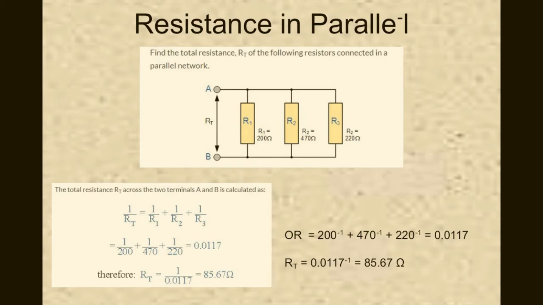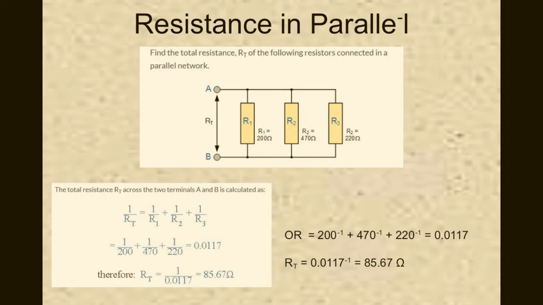Notice that on the left, you eventually get 0.0117, and you do have to put a 1 over that value to get your answer of 85.67 ohms. Or the method that I personally like to use is to simply do the inverses as I'm writing it down. To me, that's easier because it's fewer buttons on the calculator, and there's no need to use parentheses or anything like that. At the end, you still have to put the final inverse on that 0.0117, regardless, in order to get your answer as 85.67 ohms.